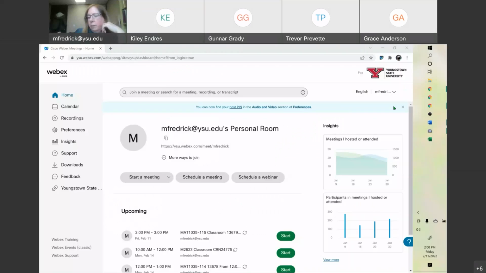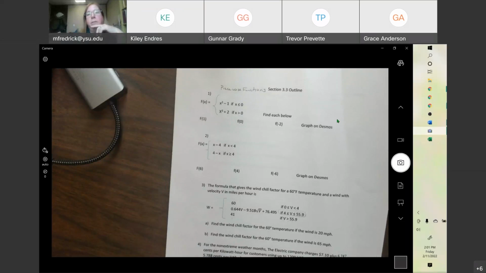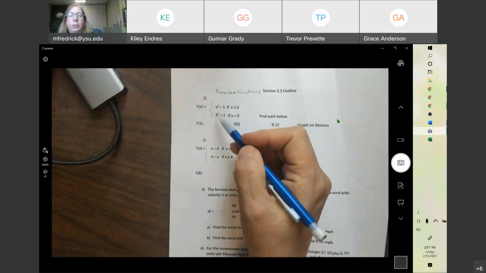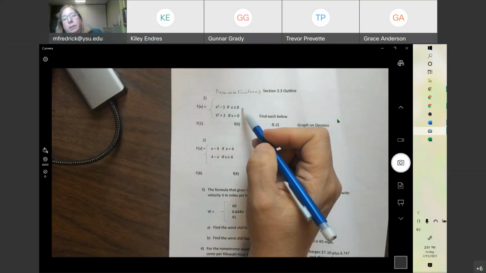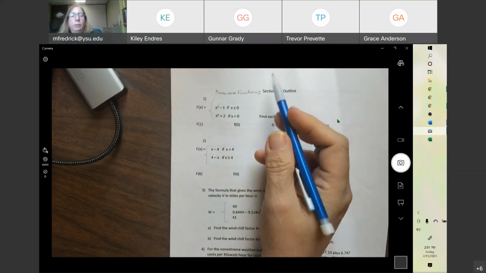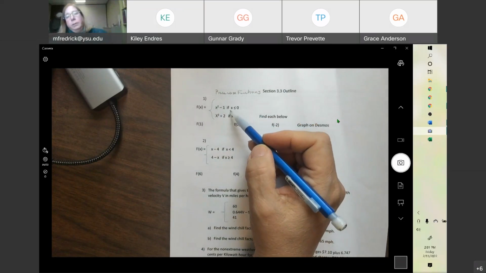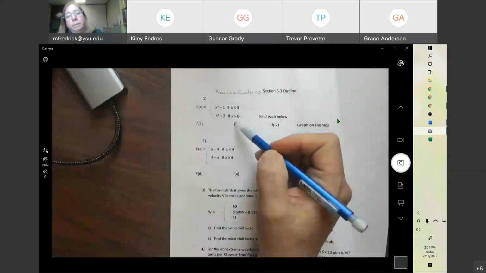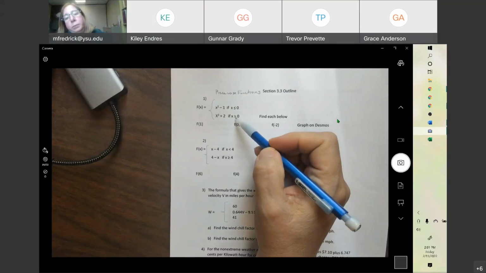So 3.3 is piecewise functions. That's where you have more than one function, and it all depends on if, and there'll be different inequalities. For the first one, x less than or equal to 0, this line with it means it can equal 0, where this one is only greater than 0, so it cannot equal 0.